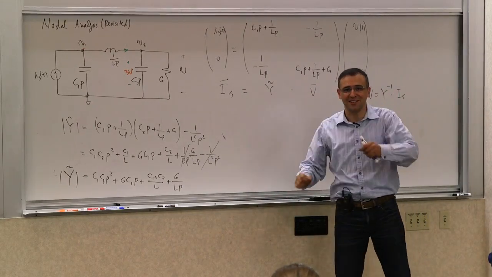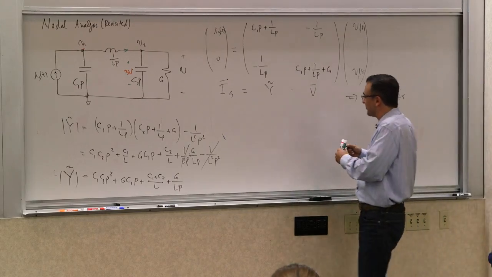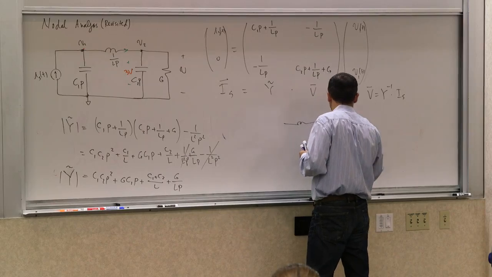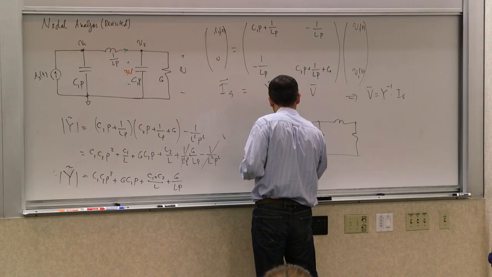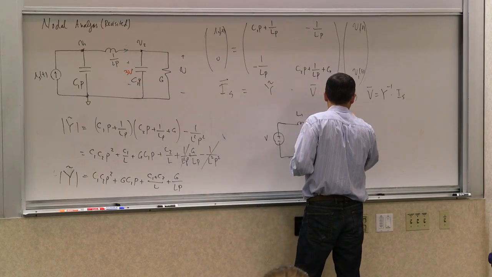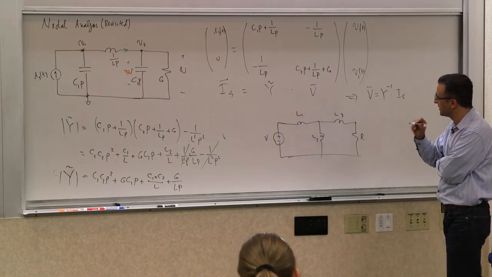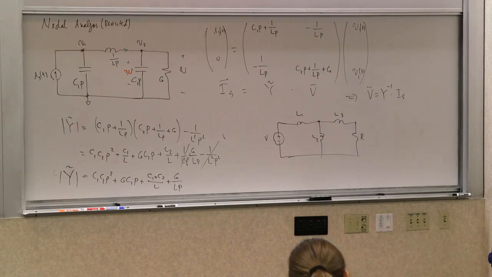So I took the brave one and I gave her all the hard ones. But here's another one. This is a tricky one. Think before you answer. What is the order of this system? Three inductors, like that. I want everyone to think.